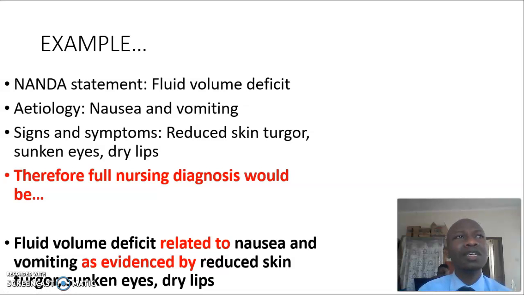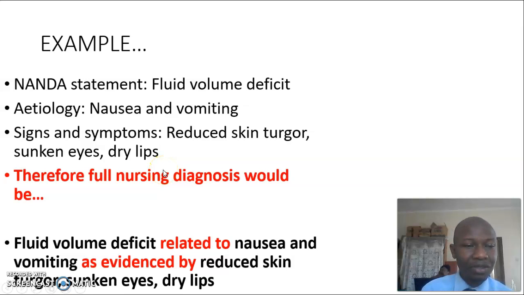And as a nurse, you already know that the patient may lose fluids, perhaps because they are losing blood, they are hemorrhaging, perhaps because they have nausea and vomiting. So the etiology here, we would state one, the cause of fluid volume deficit would be nausea and vomiting. So this becomes the second part of our NANDA diagnosis. And then how would we know that our patient has fluid volume deficit? The signs and symptoms would include reduced skin turgor, sunken eyes, dry lips, and several others, but we shall stop at those three.